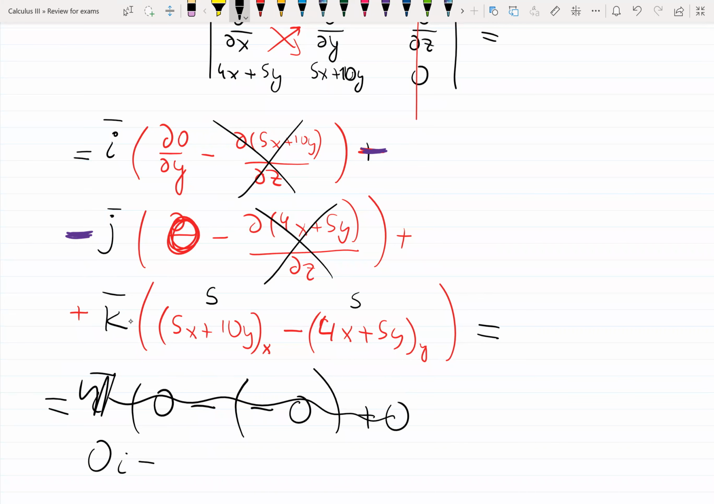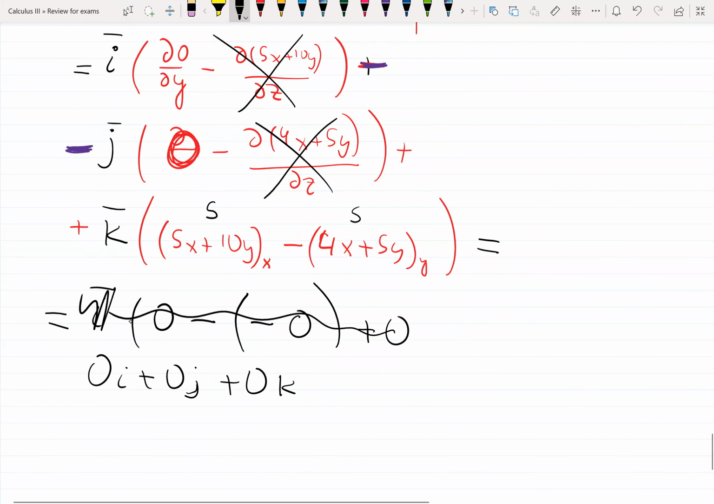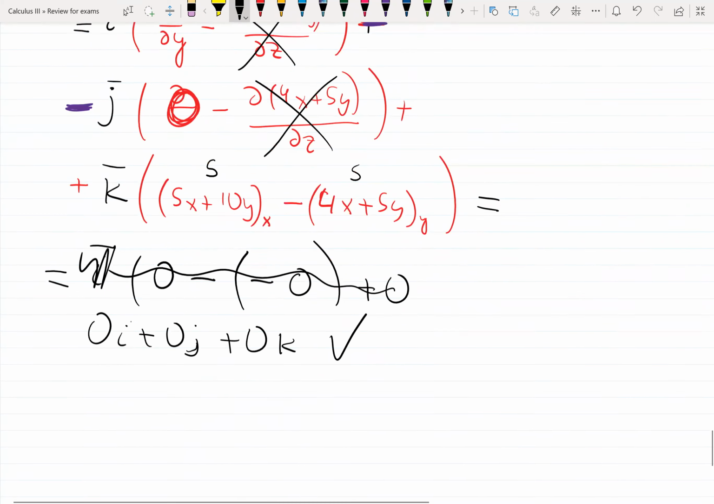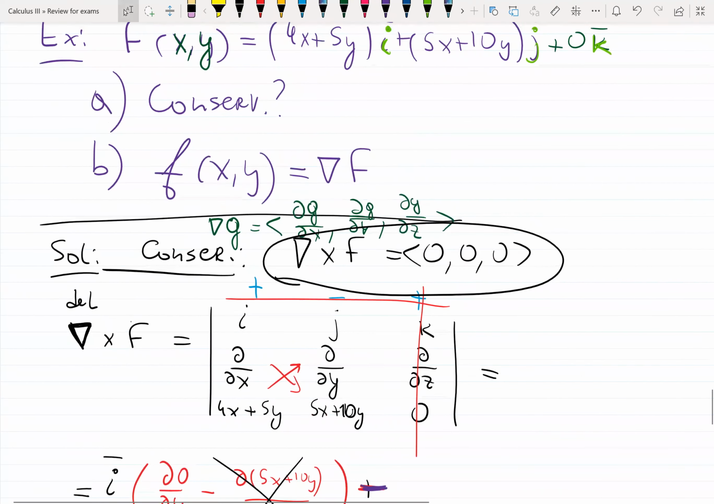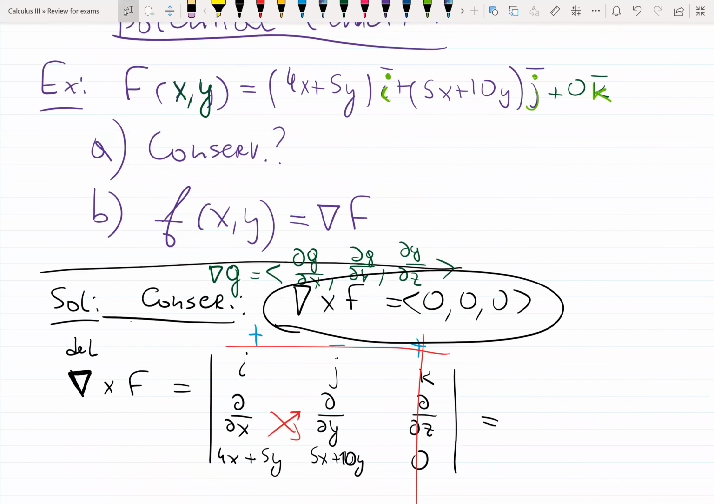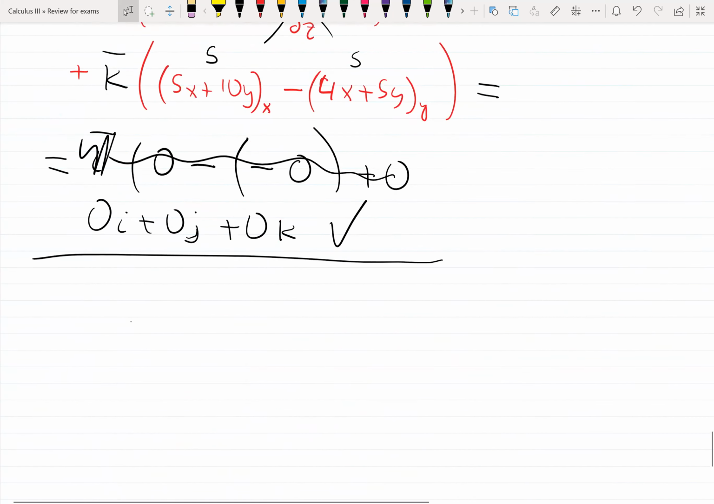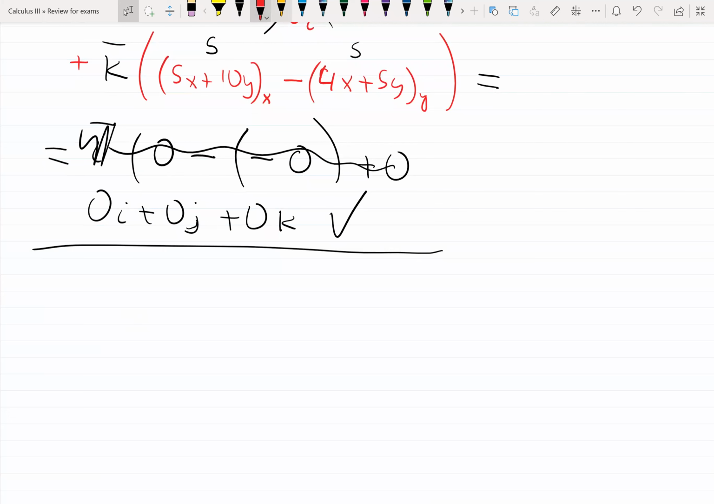0i plus 0j plus 0k, plus or minus. Conservative. So that's all processes just to check if it's possible to find the potential function. Again, it actually takes lots of effort to find the potential function, so it's very common to first check if it exists. And that's where pure math comes in. It first checks if whatever you're doing makes sense.